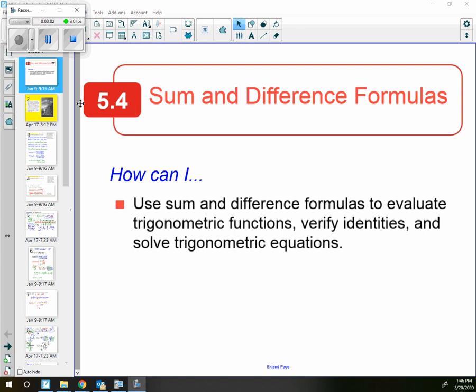All right, we're going to finish up sum and difference 5-4 day 1, part 2. Now, we didn't quite get to the verifying identities in that part 1 video, so we're going to finish up with verifying identities for this day 1, part 2. So how can I verify identities or prove that things are true?